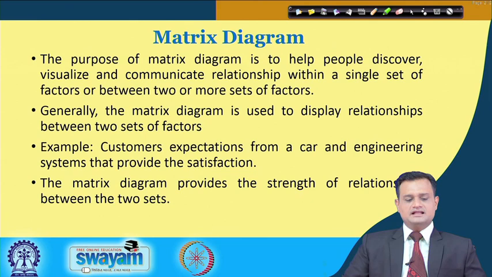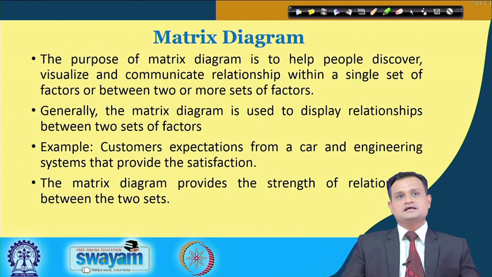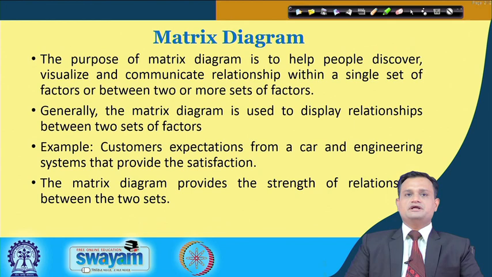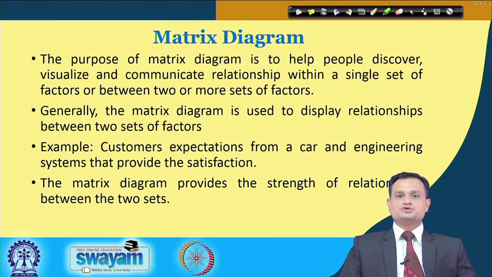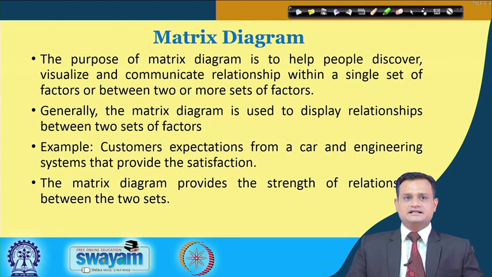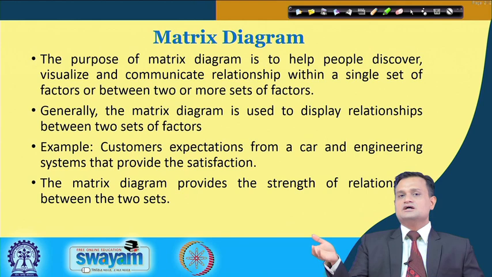Typically the matrix diagram, as the name suggests, represents the data in a matrix form to help people discover, visualize and communicate relationships within a single set of factors or between two or more sets of factors. Generally, the matrix diagram is used to display the relationship between two sets of factors. That is the general practice. Suppose we see the example: we have customer expectations from a car and the engineering system that provides the satisfaction. To what extent do these two really match? If you recall, more or less a similar kind of thing we did in QFD.